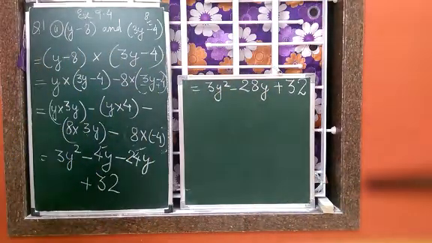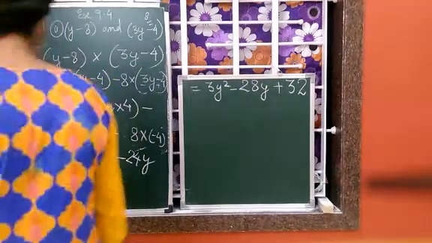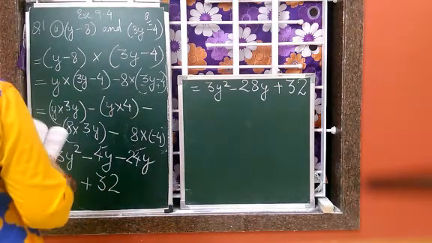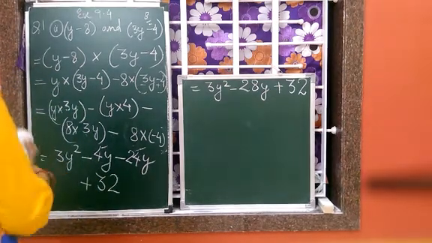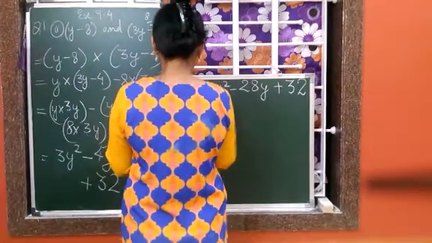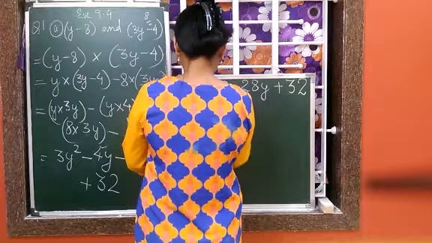Going ahead with question number 2. Where is question number 2 now? I mean the third part of question number 1.